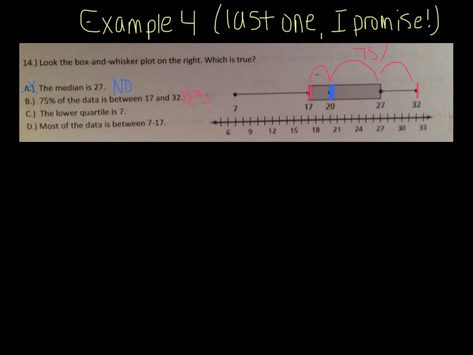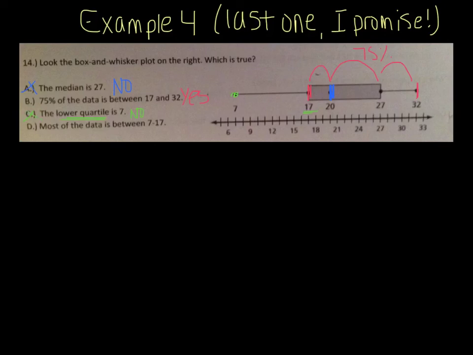Letter C says the lower quartile is 7. And I am not going to be fooled by that because I know that this is not my lower quartile, that's my lower extreme. So that is not true. Our lower quartile is actually 17. We can rule that one out.